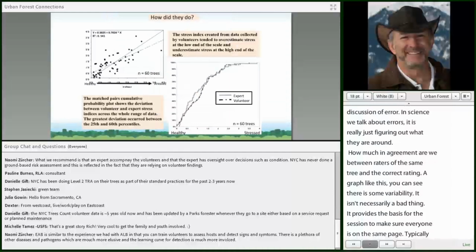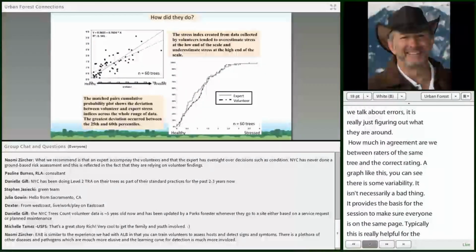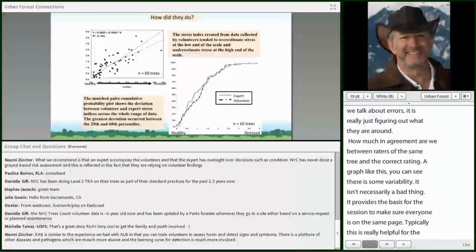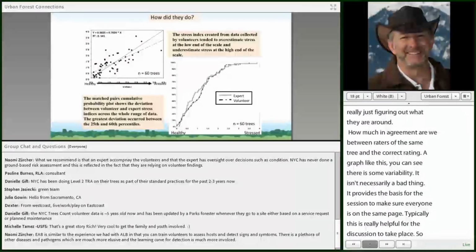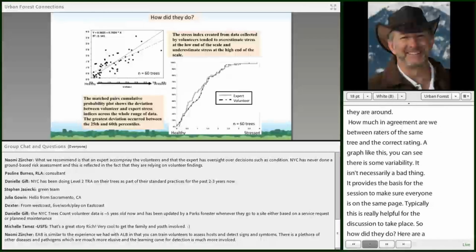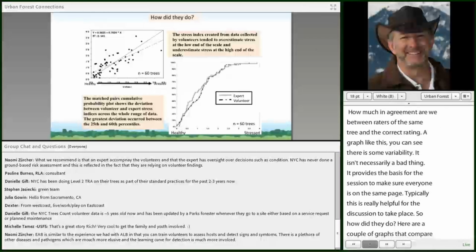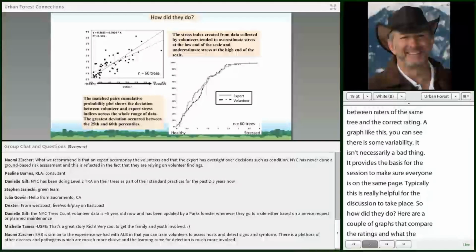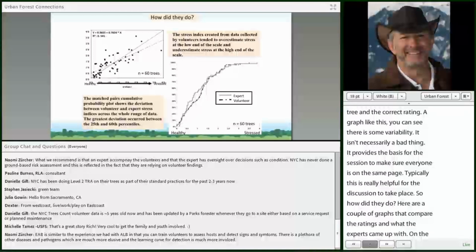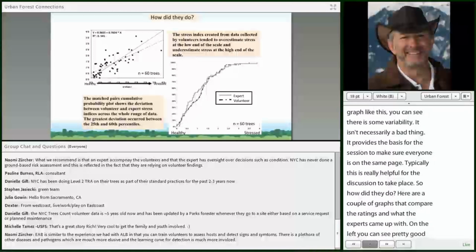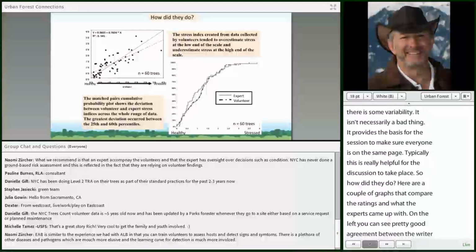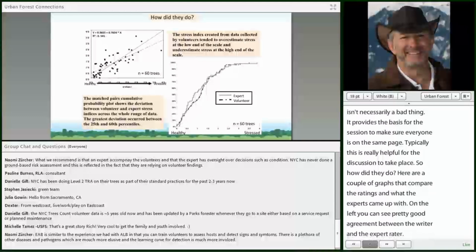So how did they do after they finished the project at the end of the summer? Here are a couple graphs that compare the ratings that the Boy Scouts did with what the experts came up with of the same subset of the same trees. And on the left graph, you can see that there's pretty good agreement between the rater and the expert rater on the x-axis and the volunteers on the y-axis. And it's not perfect.